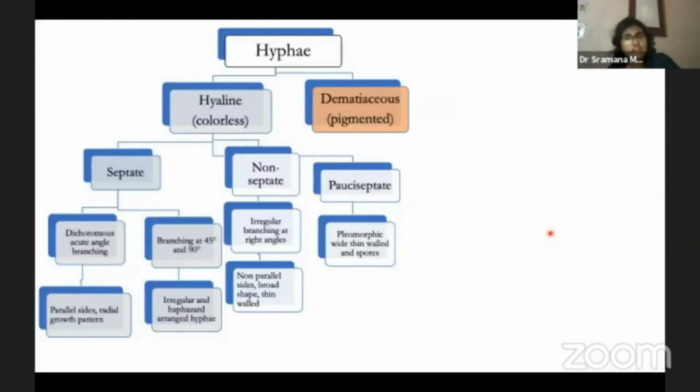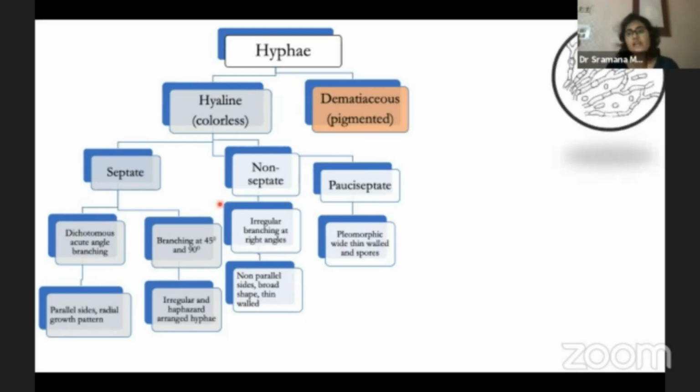So coming to hyphae or the filamentous molds. The algorithmic approach for hyphae will be first to check whether we are seeing colorless or pigmented hyphae. If they are colorless, then we call them hyaline. Now, in the hyaline hyphae, we will see what kind of septation these fungi have. So let's look at this picture on the right-hand corner. One can see that there are regular septations. There is dichotomous acute angle branching.